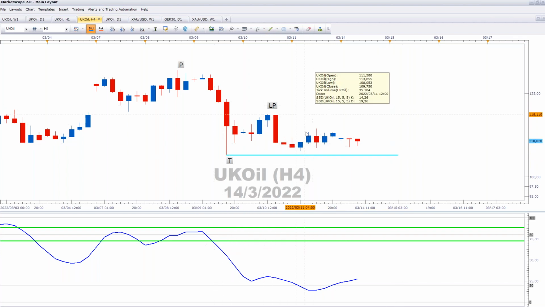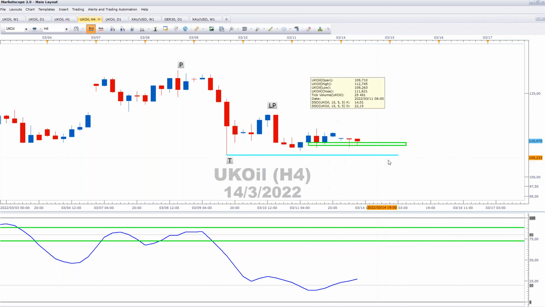So we'll just keep an eye on oil. You can also see there is some sort of support here, holding around 110 bucks. So we'll keep an eye on oil as well. All right, so that's where we'll leave it for this morning.